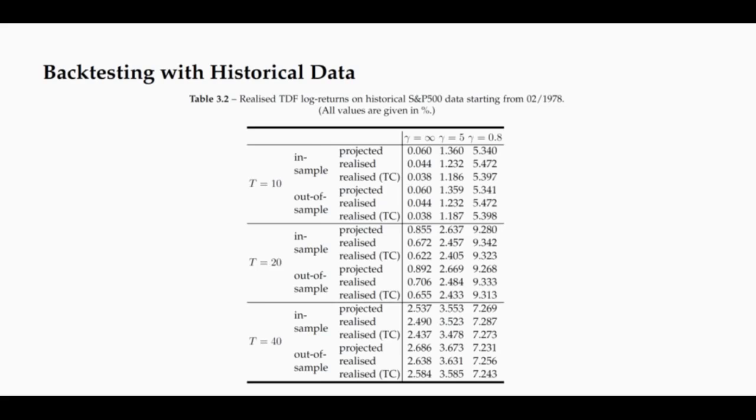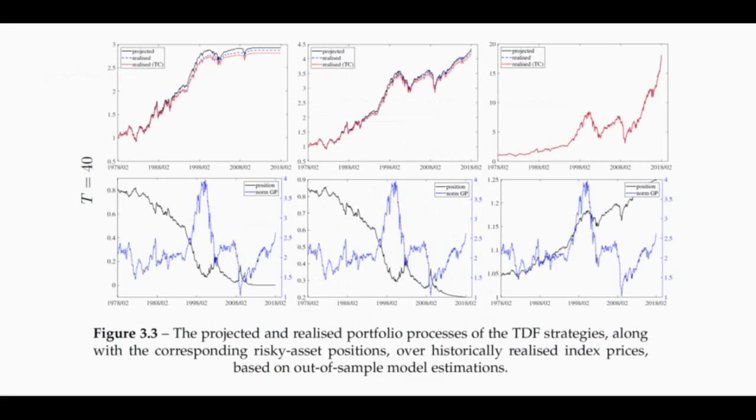So here's some plots of the price process of these invested TDF portfolios, as well as their risky asset allocations. This is for 40 years. The 3 columns correspond to the 3 different risk aversions: infinity, 5, and 0.8. For infinite risk aversion, as you can see, near the end of the period, the portfolio value stays pretty much constant. But as the horizon is still far away, it is risky.